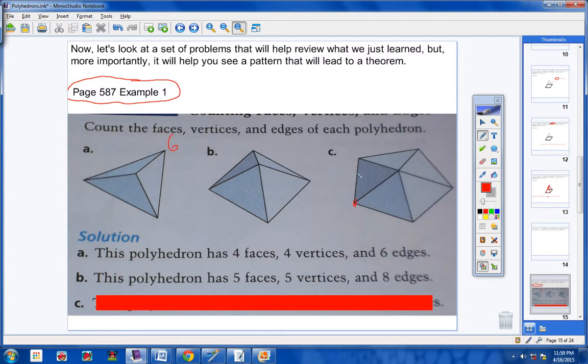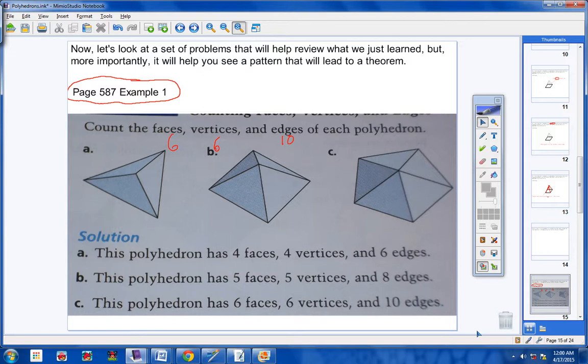Vertices, well, I got 1, 2, 3, 4, 5, 6. So I have 6 vertices. And I should have 10 edges. Let's see. 1, 2, 3, 4, 5, 6, 7, 8, 9, 10. 10 edges. Alright? Let's see if that's correct.